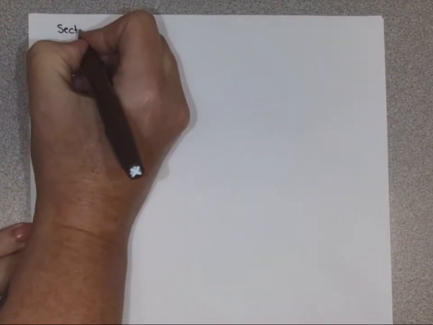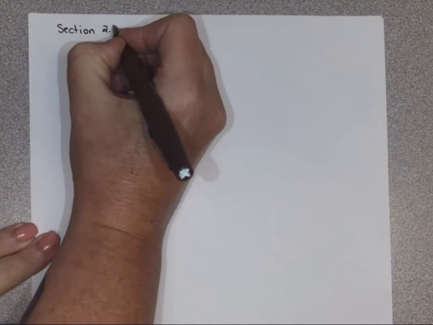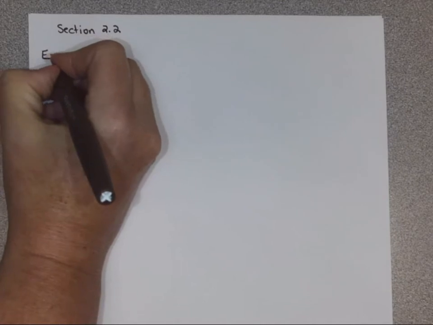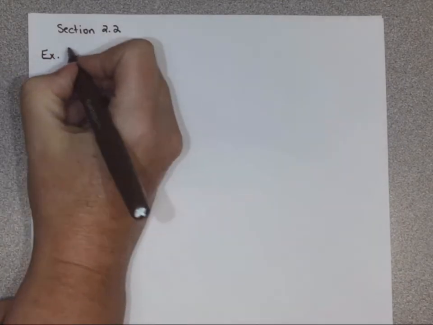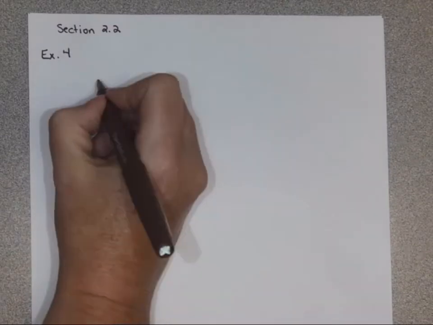All right, so this is going to be section 2.2 continued. Last time we looked at piecewise functions in picture form, and so I wanted to look at what they look like in equation form. So I think we were on example 4 for today.